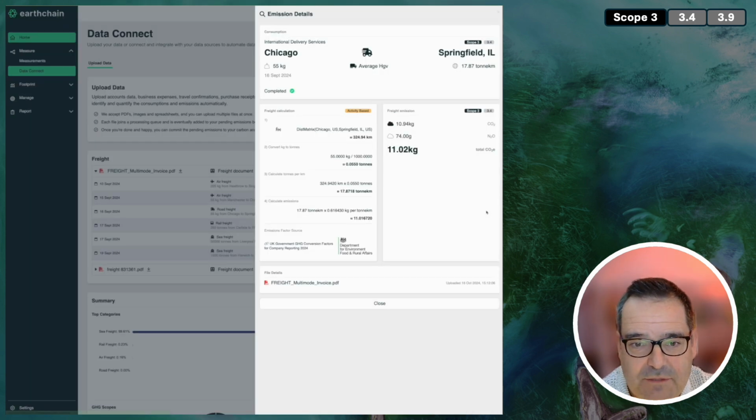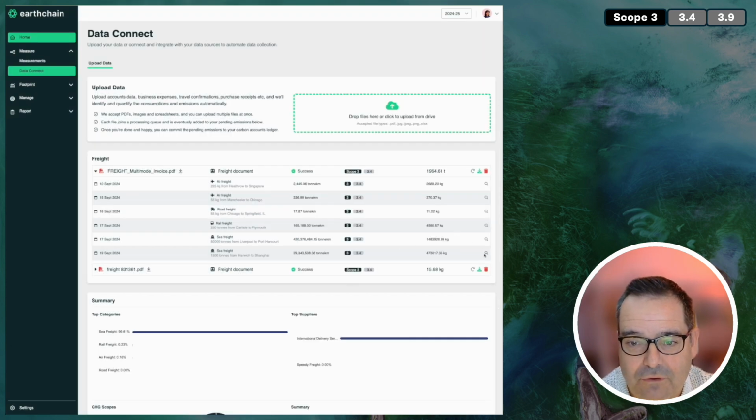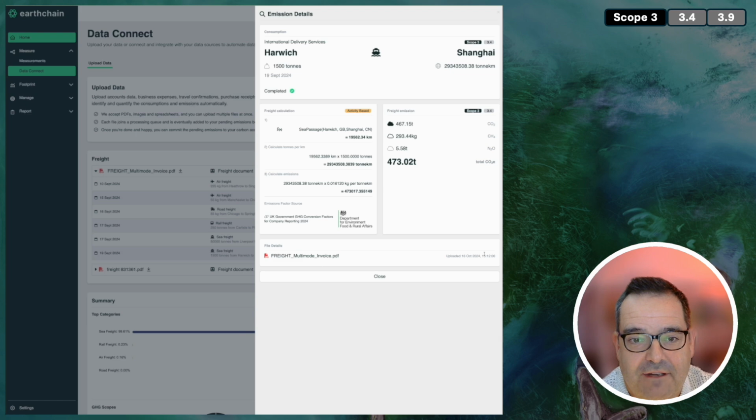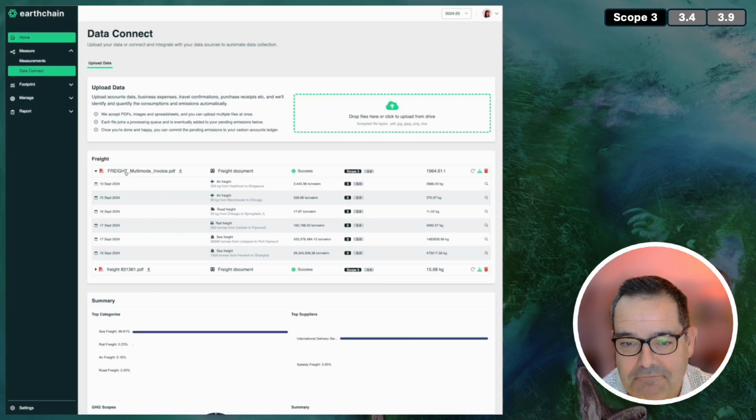Moving on then to the next one, this is a road freight one in the US. Again, this time we've used a road distance estimation and performed a similar calculation using the emissions factors for road freight. And then finally here's a sea freight one. Now this uses a different routing estimation, distance estimation, because passages by sea have to go through things like the Suez Canal. You can't go point to point.